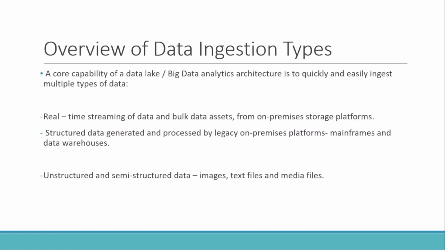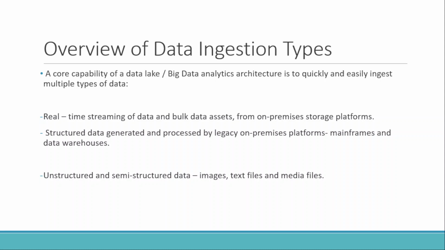A core capability of the data lake or big data analytics architecture is to quickly and easily ingest multiple types of data. Real-time streaming of the data involves consuming messages from either a queue or file-based storage. It also involves processing those messages and forwarding the results to another message queue, file store or database. The processing may also involve querying, filtering and aggregating these messages.